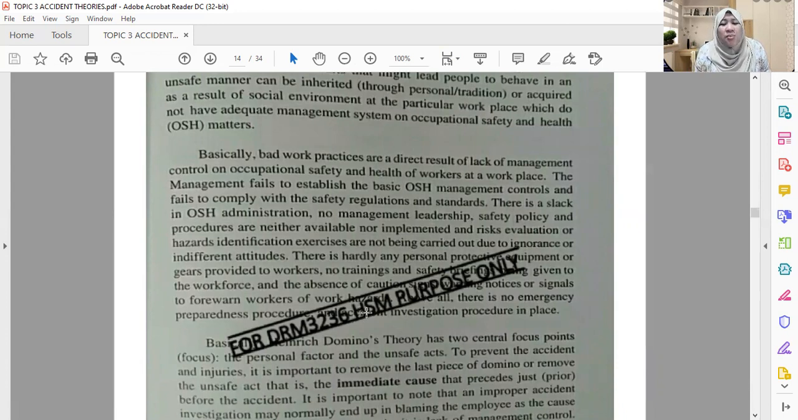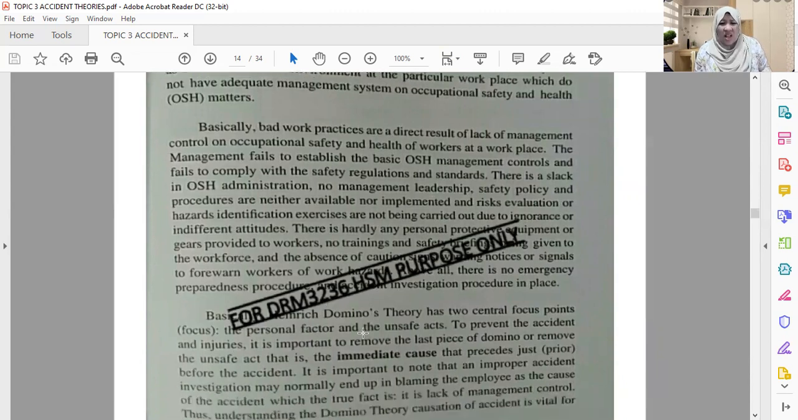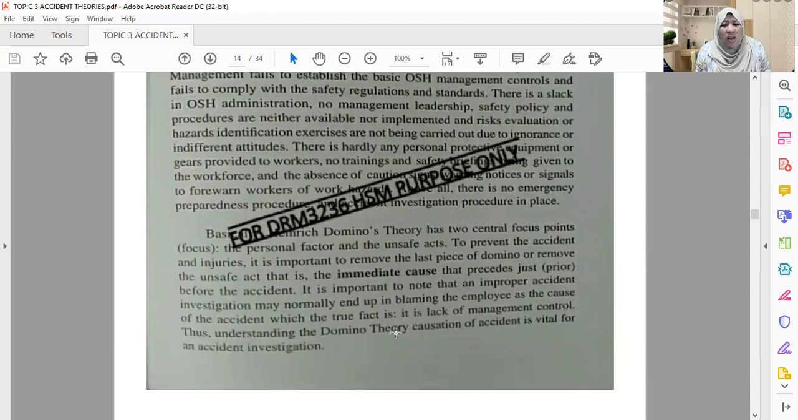And then basically bad work practices are a direct result of the lack of management control on the occupational safety and health of workers at the workplace. I think that this is something you can read yourself, right? Okay, and maybe I'm just focusing on here, okay.